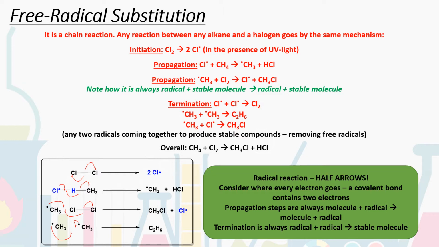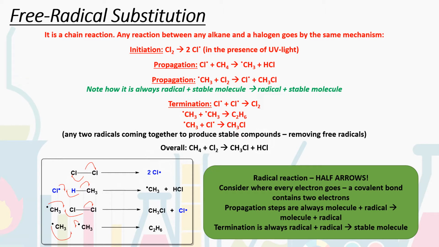We then have our final step, which is called termination. This is where any 2 radicals come together to produce stable compounds. It removes the free radicals from the reaction mixture. And so it could be 2 chlorine radicals coming together to form Cl2, 2 CH3 radicals to form ethane, C2H6, or for example, a CH3 radical and a chlorine radical coming together to make more chloromethane.